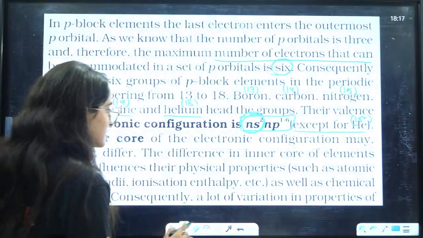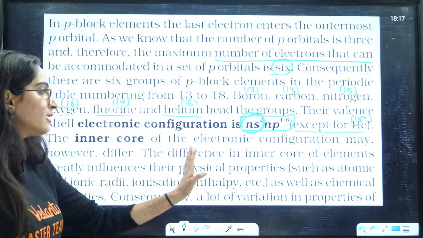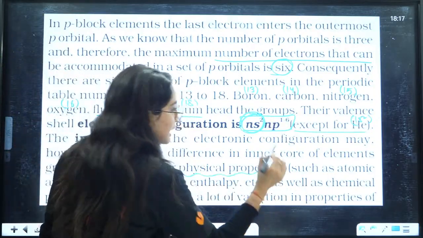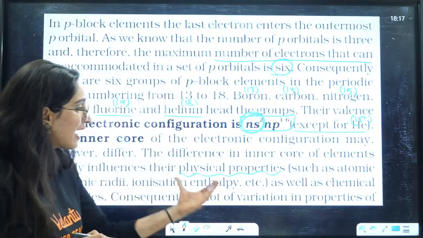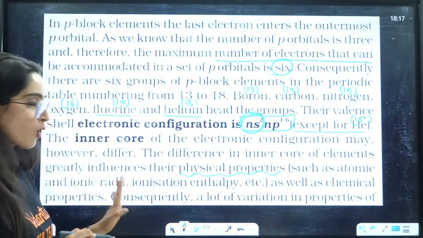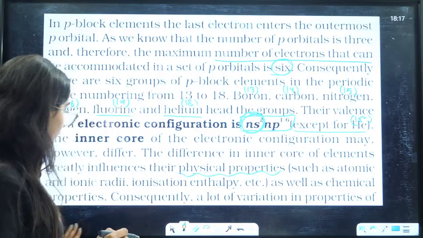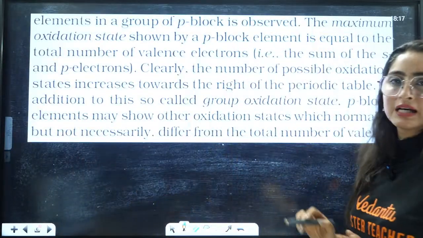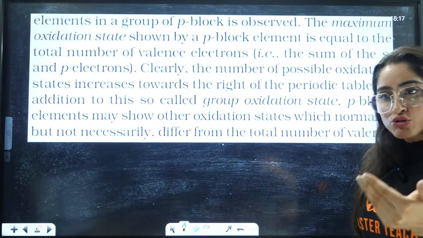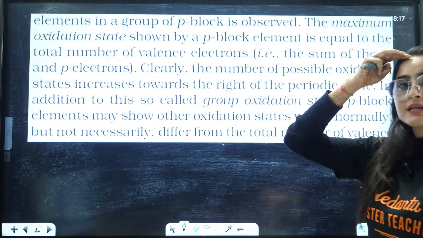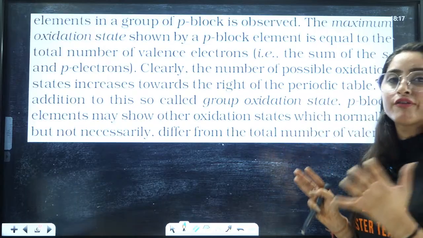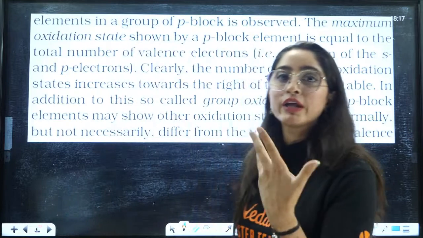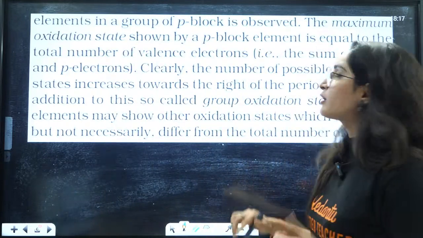Next, the difference in the inner core electrons of the elements greatly influences the physical properties, that is atomic and ionic radii, ionization enthalpy, as well as chemical properties. Consequently, a lot of variation in the properties of the elements of the P block is observed. So that is what we are going to study throughout this chapter, the different properties and how the trends vary, and that is because of the inner core electrons.